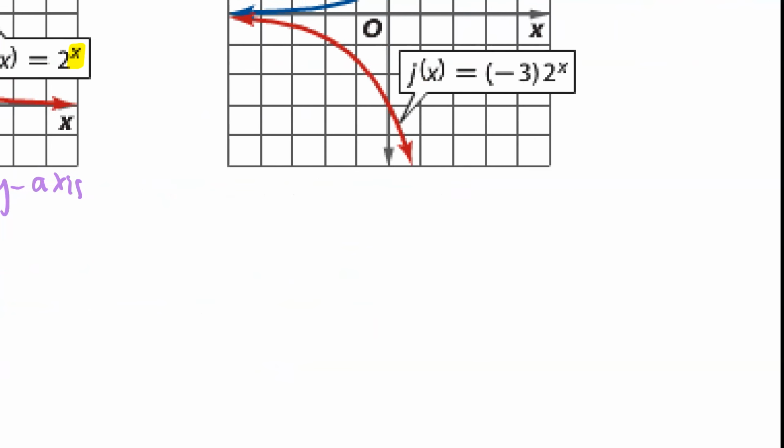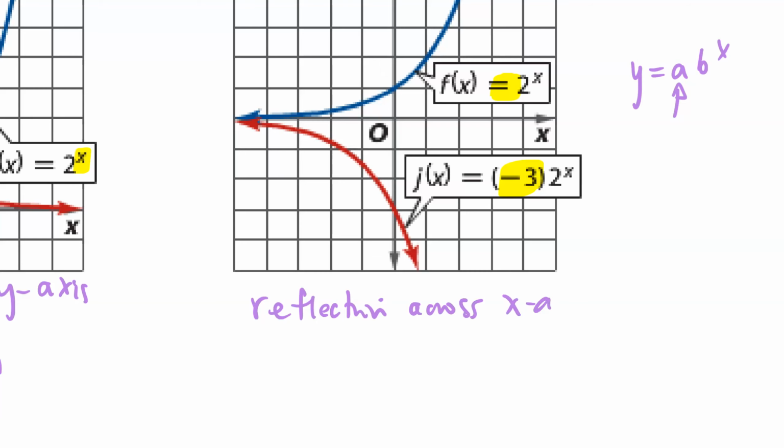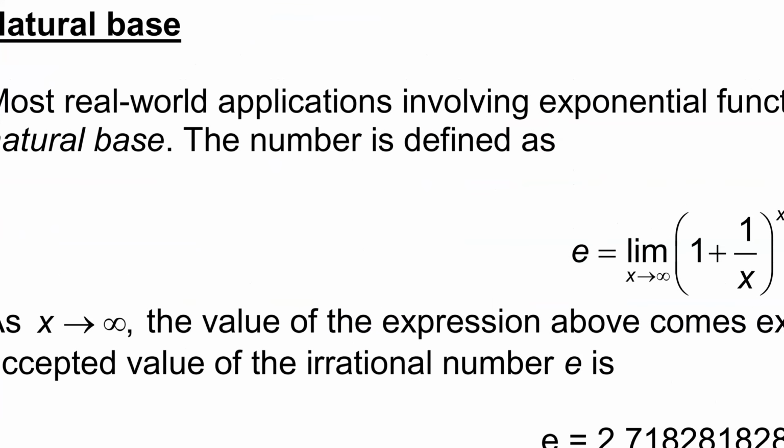And lastly, we can have reflection over the x-axis, right? All we need is a negative number in front of our base. So when we have y equals a times b to the x, this a, the coefficient, if it's negative, all that does is it flips it across the x-axis. All right, so all of this was talking about exponential functions.